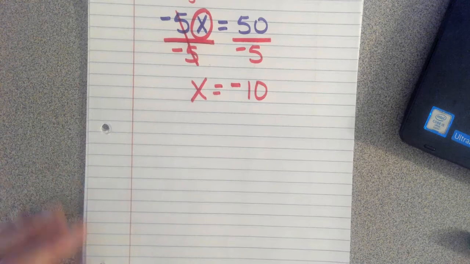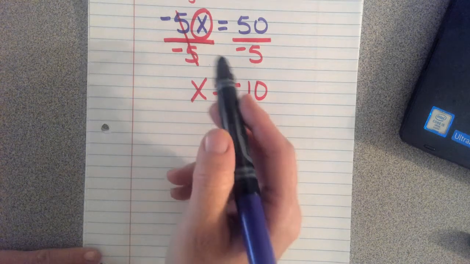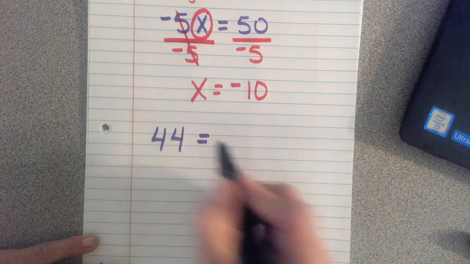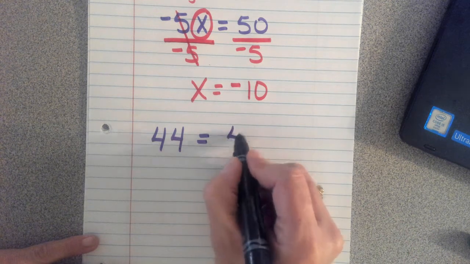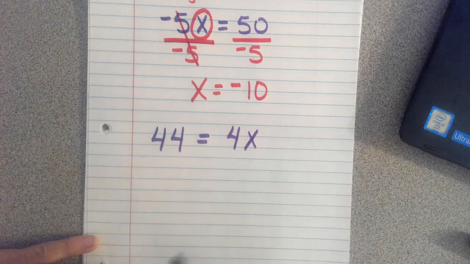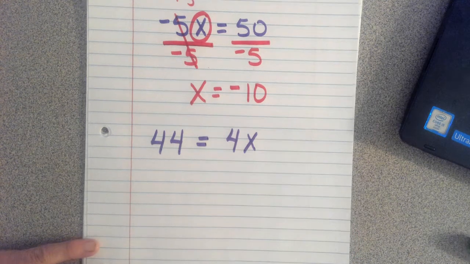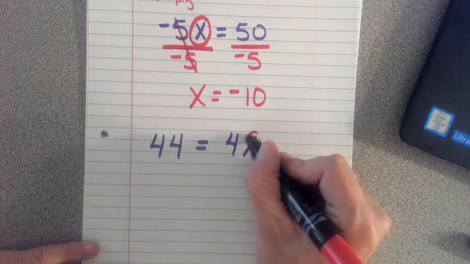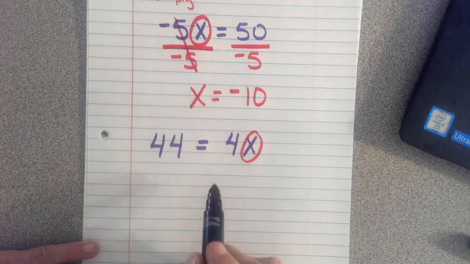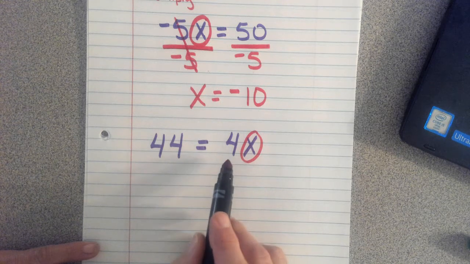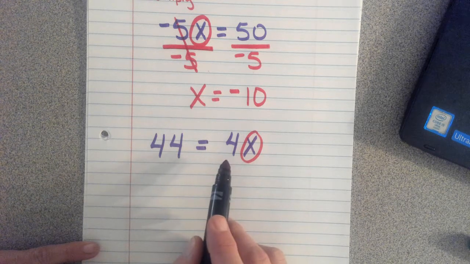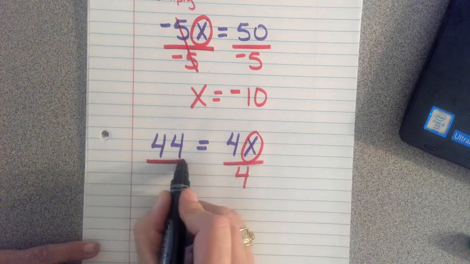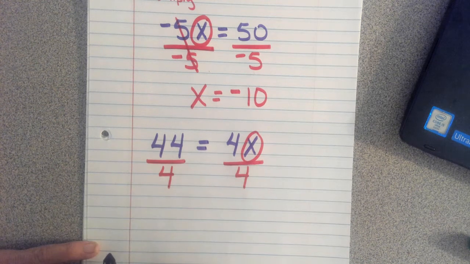Okay, one more example for multiplying. Let's say I've got 44 on the left side, and on the right side I've got a variable, 4 times x. Just because the variable is now on the right side instead of the left, it doesn't matter. I still want to get the x by itself. So what's bothering the x is this times 4. To get rid of a times 4, I do the opposite. I divide by 4. What I do to one side, I must do to the other.